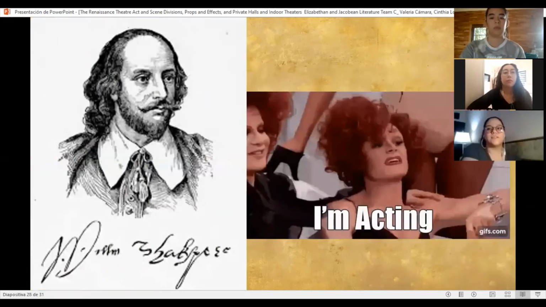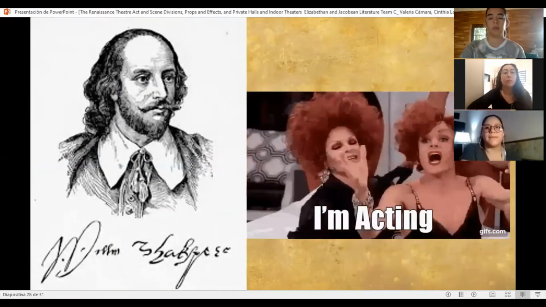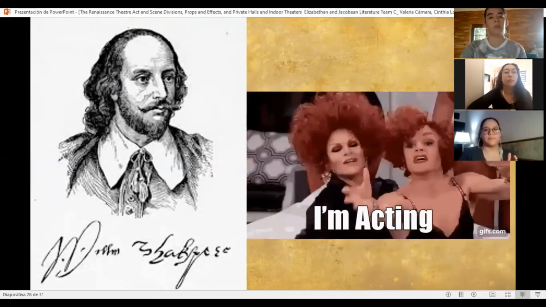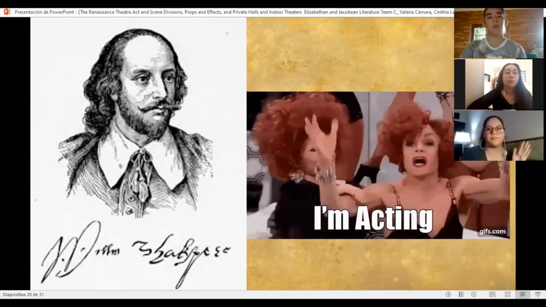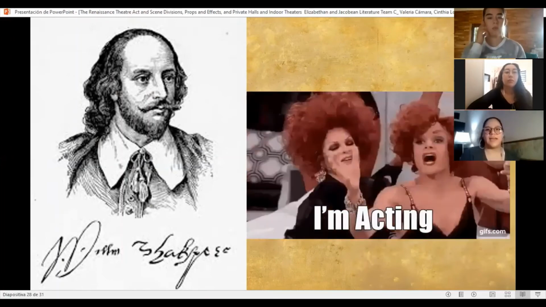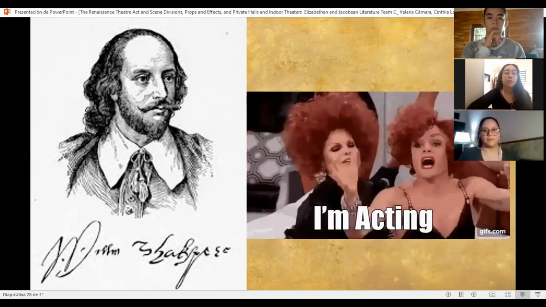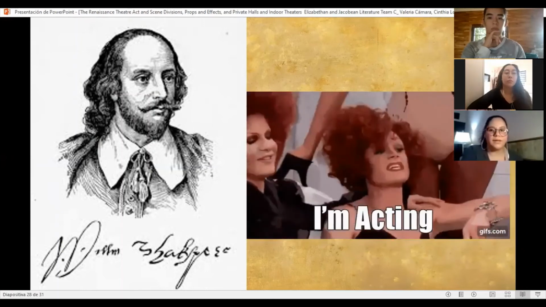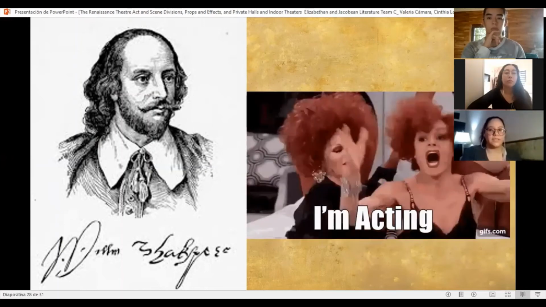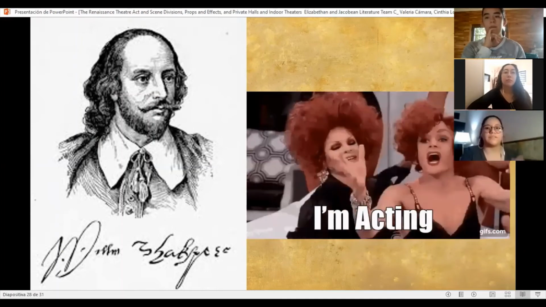The theaters in London were many of the places where Shakespeare's plays were played, and actually Shakespeare himself acted in some of the plays. Sadly, a fire burned it, but then it was reconstructed after he died.